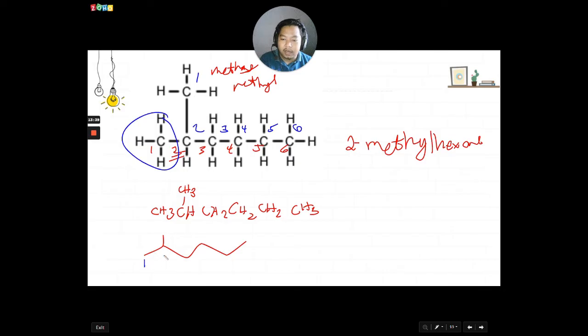Same goes for this one. 1, 2, 3, 4, 5, 6. Because these all three are the same. That would be 2-methyl hexane.